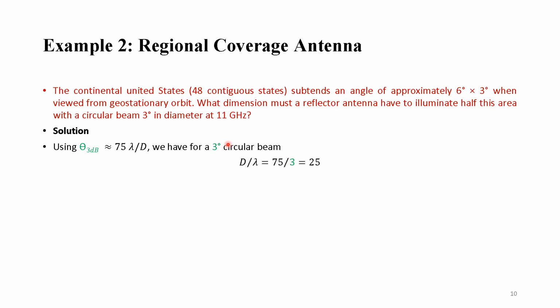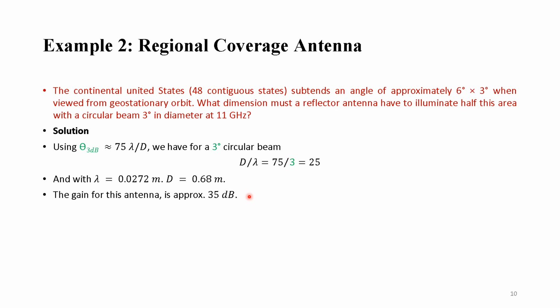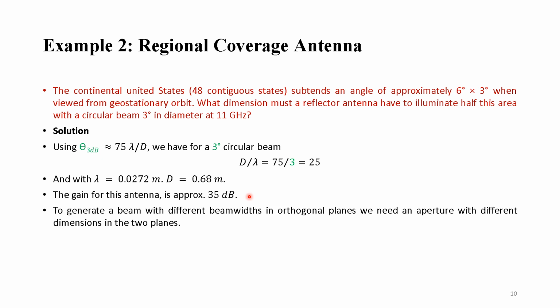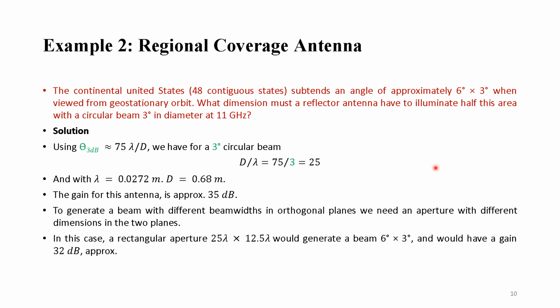If you look at the ratio, d over lambda would be 25, and then if we substitute lambda for that frequency, just like we did in the previous example, the dimension will be 0.68, 68 centimeters. Now the gain of this antenna is approximately 35 dB by looking at the equation. To generate a beam with different beam widths in orthogonal planes, we need an aperture of different dimensions, because we have 6 by 3 degrees.